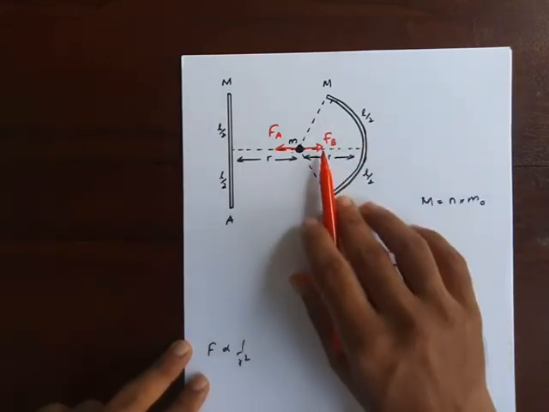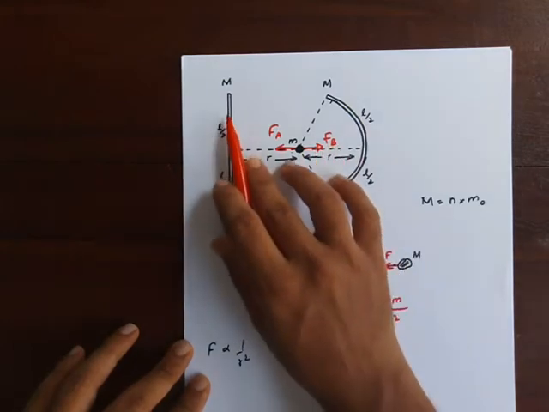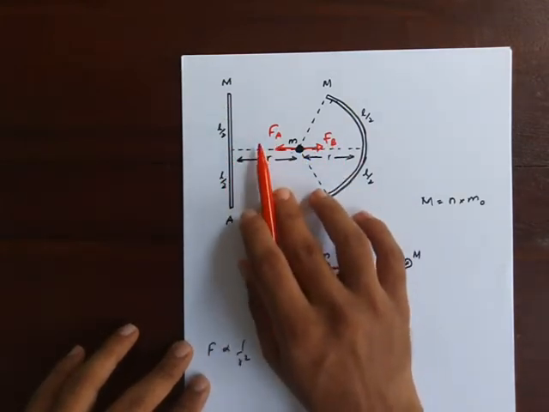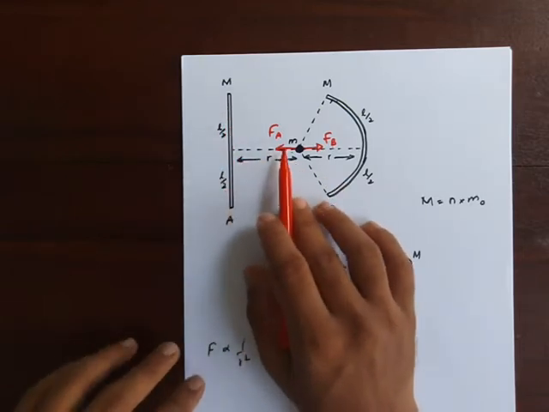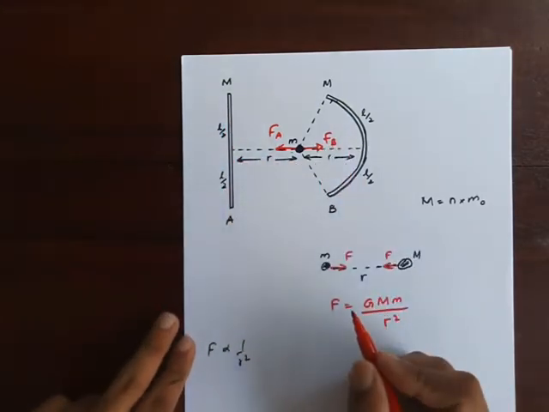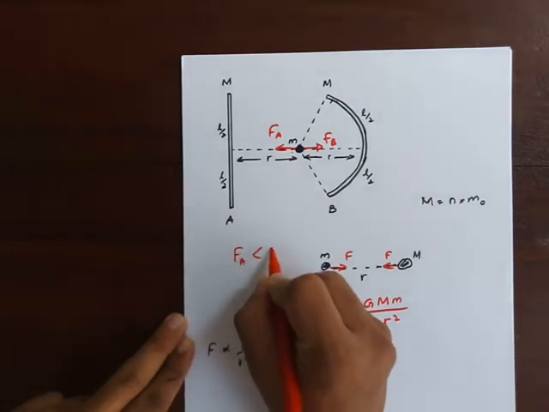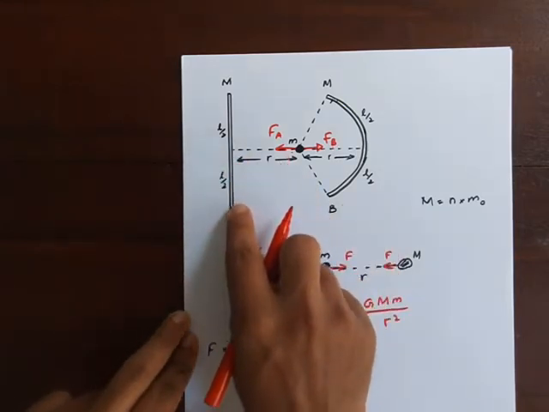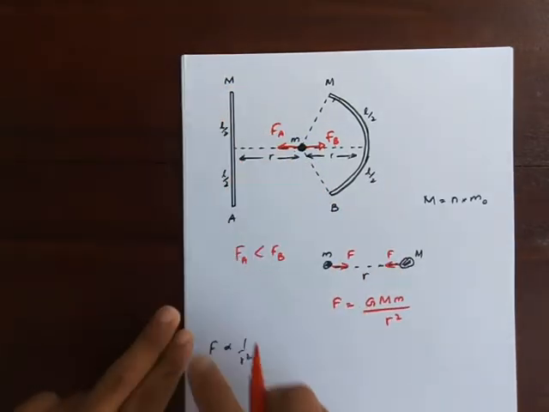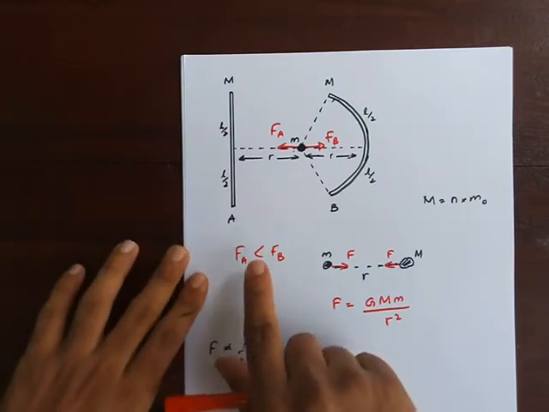The net gravitational force acting on this mass due to this rod is Fb, and the net gravitational force acting on this mass due to this rod is Fa. So if I compare Fa and Fb, Fb is greater than Fa, because here the distance is increasing, so the gravitational force decreases. Okay, so now we have compared Fa and Fb.